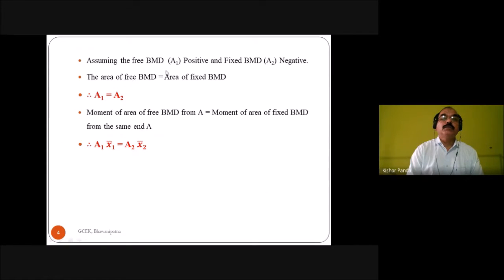But you have to assume the free BMD is positive and fixed BMD is negative. The area of free BMD is equal to area of fixed BMD. A1 is equal to A2. Then moment of area of free BMD from A is equal to moment of area of fixed BMD from the same end A. A1 x1 bar is equal to A2 x2 bar.